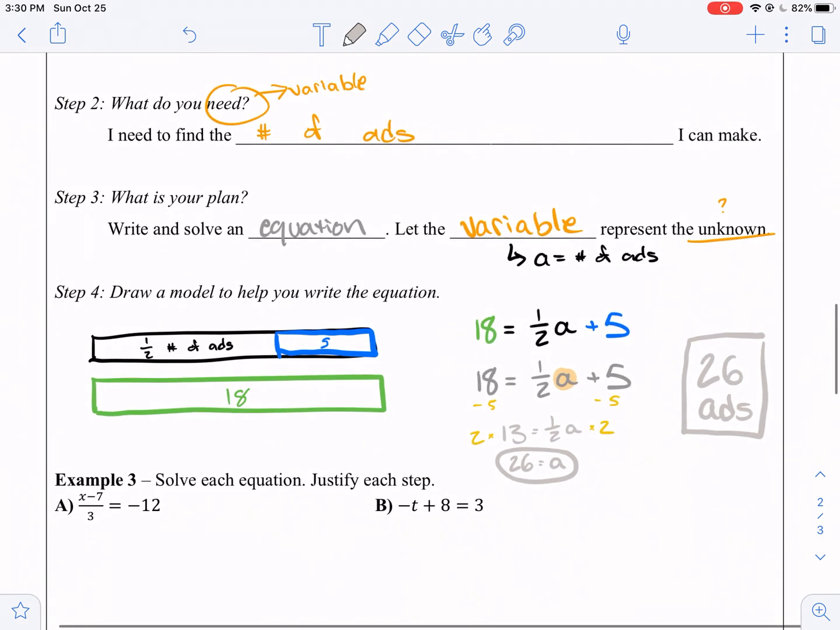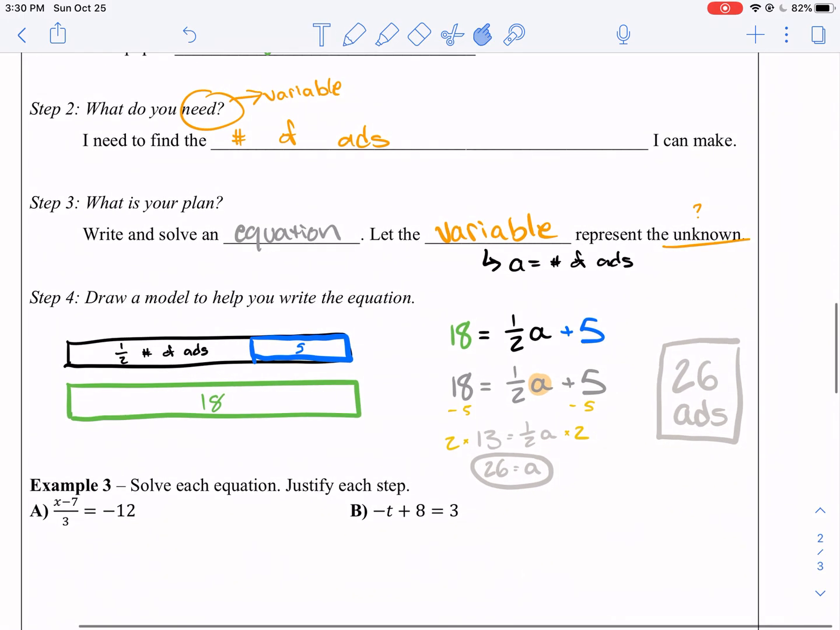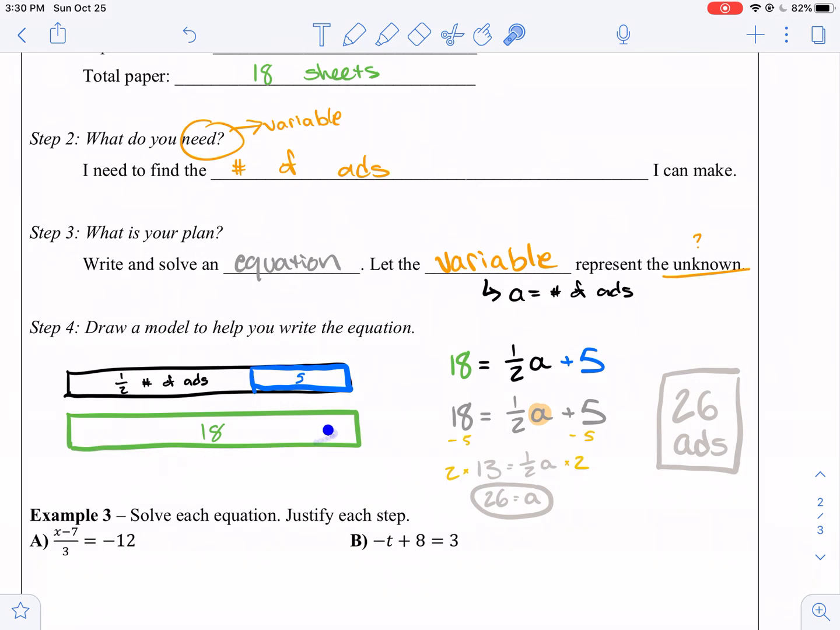So breaking that down backwards, if we have 18 sheets of paper, we take out 5 of them, we're left with 13 sheets. And if each ad takes half of that, we double 13, giving us 26. We have 26 ads. Cool?